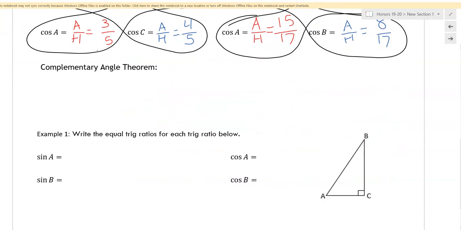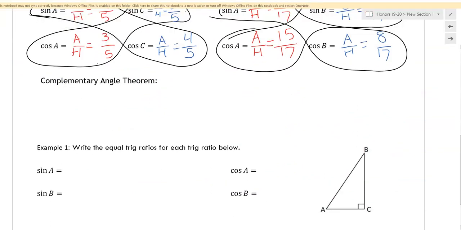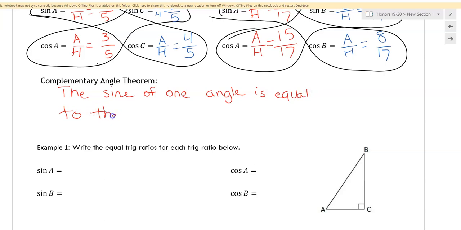Our complementary angle theorem says the sine of one angle is equal to the cosine of the complementary angle. And vice versa. The cosine of an angle is equal to the sine of the complementary angle.